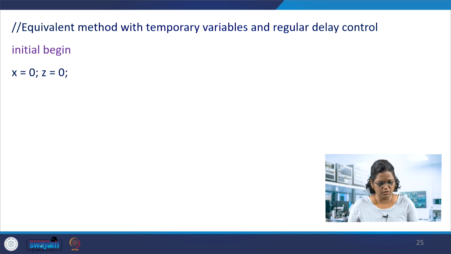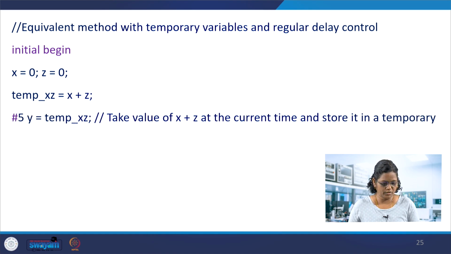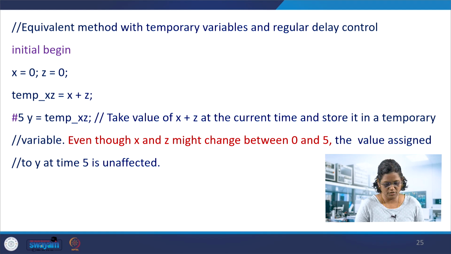Similarly, it is equivalent to saying x is 0, z is 0, evaluate x plus z and store it in a temporary variable, and then use that temporary variable after 5 time units to assign it. So it is equivalent to the regular delay control with a temporary storage or temporary register, temp x. The point to be noted in the intra assignment delay is that at time t equal to 0, x plus z is computed and then it is assigned to y after 5 time units.